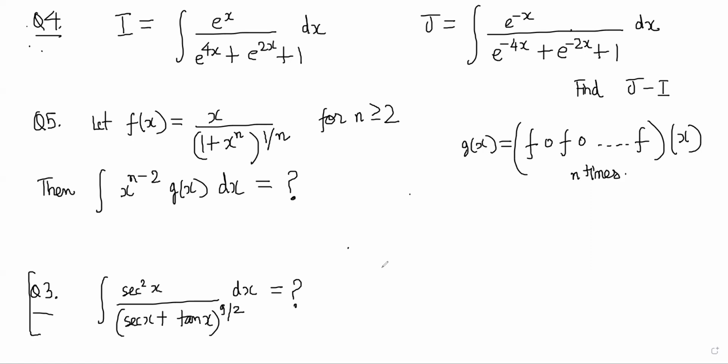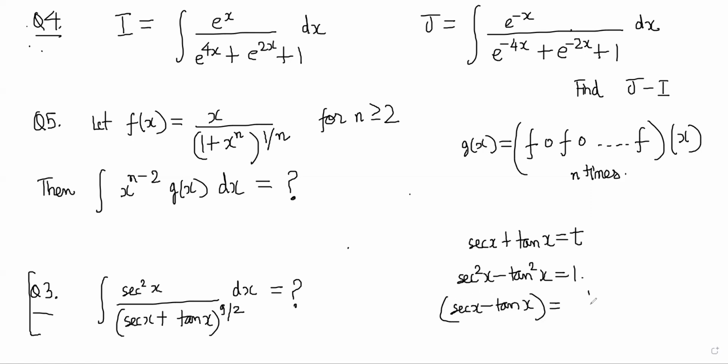सर sec x plus tan x को सर t मान रहे हैं और एक क्या और क्या मानो सर? बस उतने से ही हो जाना चाहिए ना. sec x plus tan x अगर t है सर तो because of sec square x minus tan square x identity is 1, right? Yeah. तो उससे क्या पता चल रहा है? sec x minus tan x. 1 by t सर. sec x minus tan x is 1 by t.